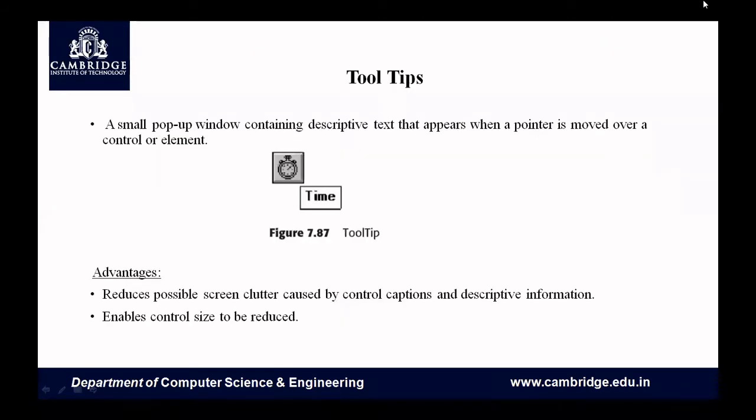Then the next kind of presentation control is the tooltip. We have noticed this in a number of places. For example, in the figure you can see an image of a watch.